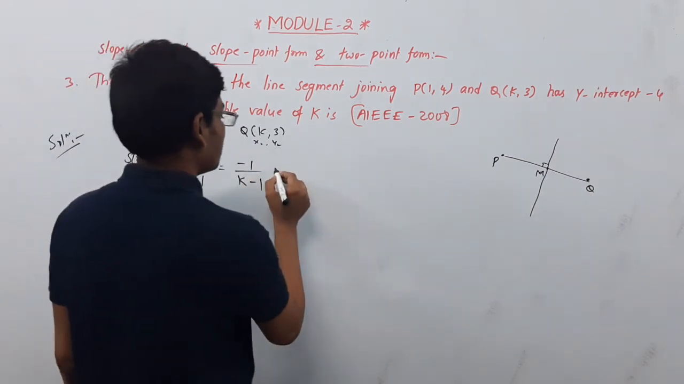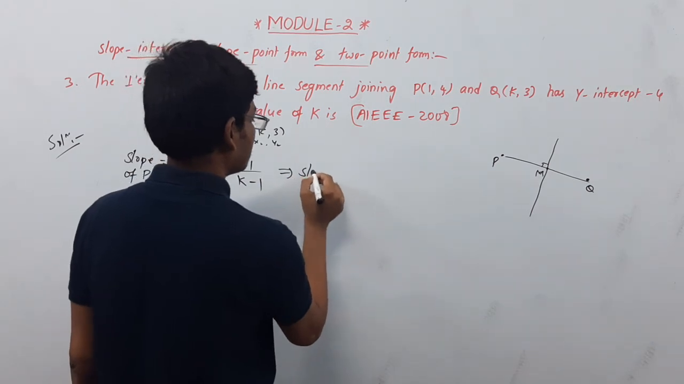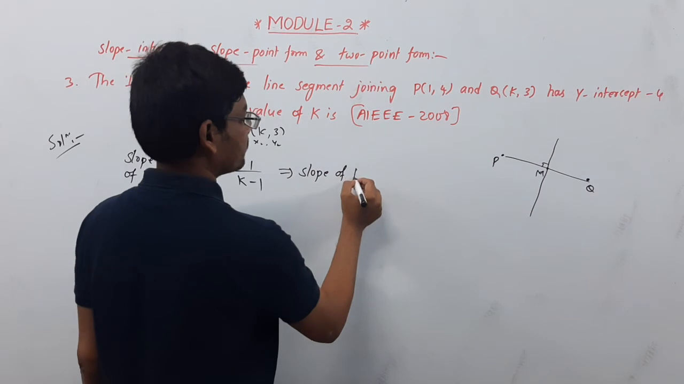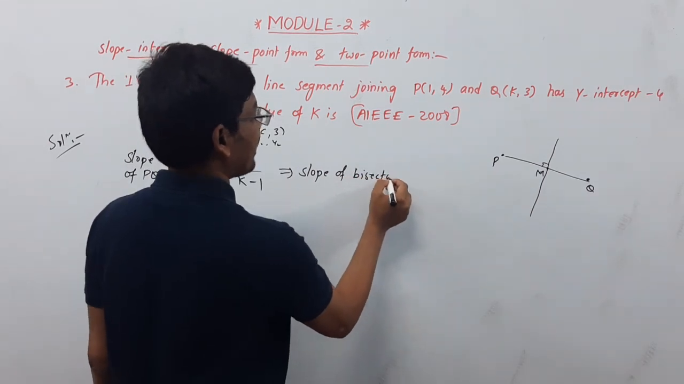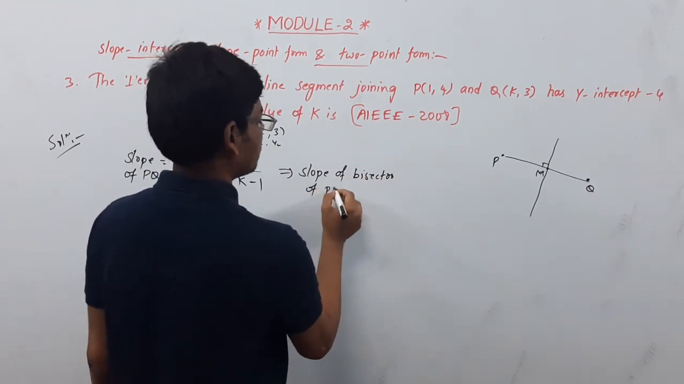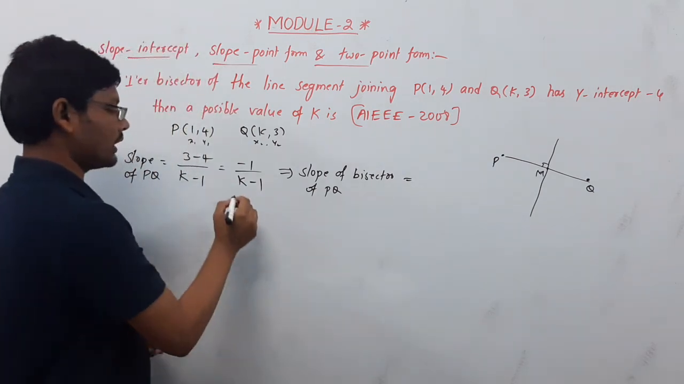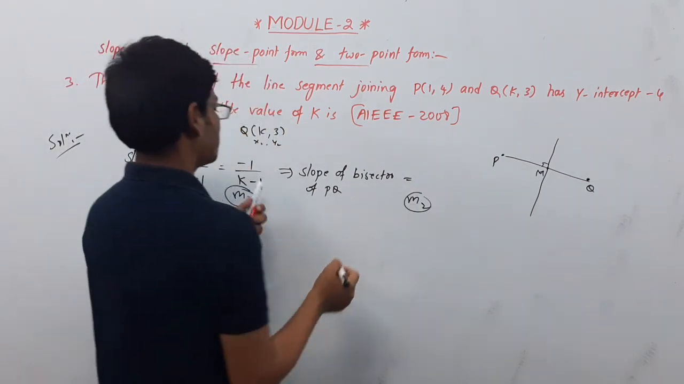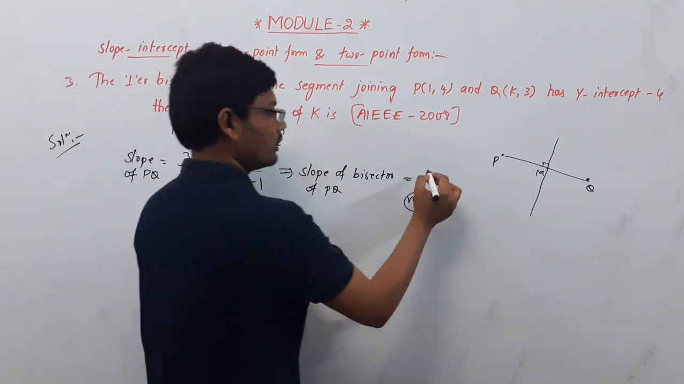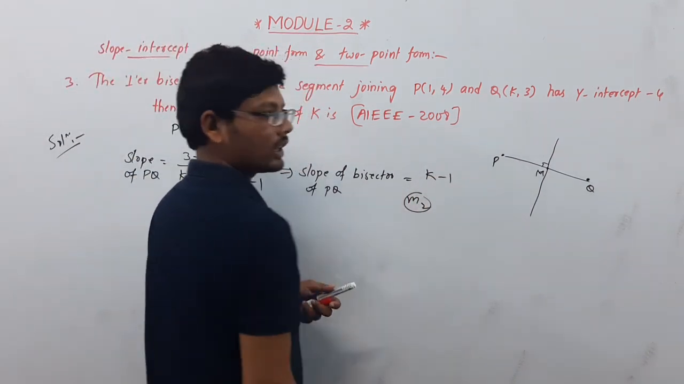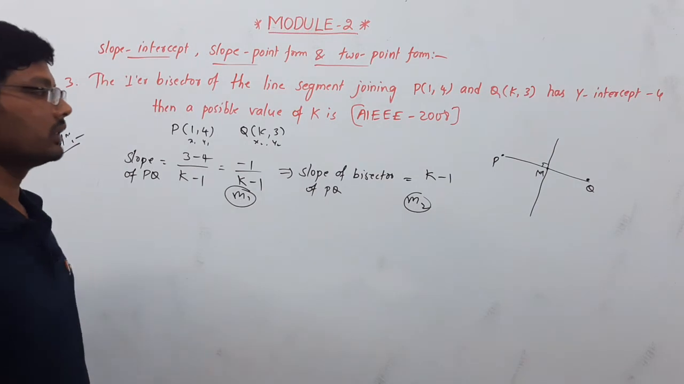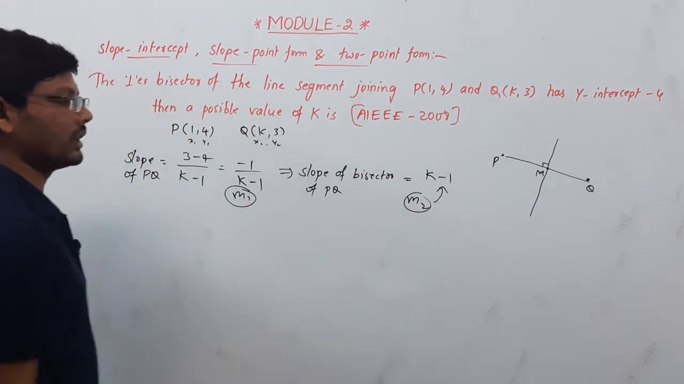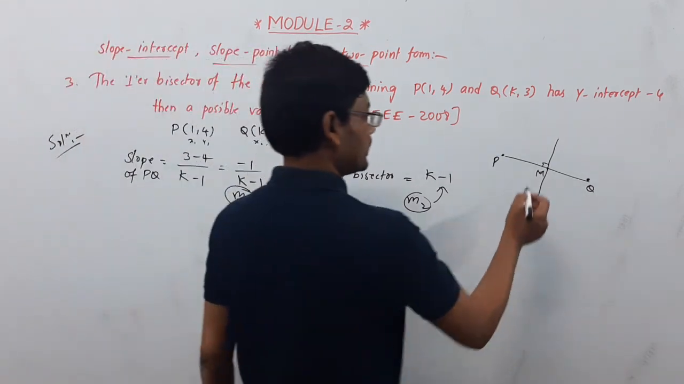Next, here we have to find the slope of the bisector of PQ. For the bisector of PQ, it will become the negative reciprocal. This is M1. So M2, what will happen here? Reverse of this one and negative value: k minus 1 divided by 1, minus into minus becomes plus. This is M1 and this is M2, and here this is the equation.